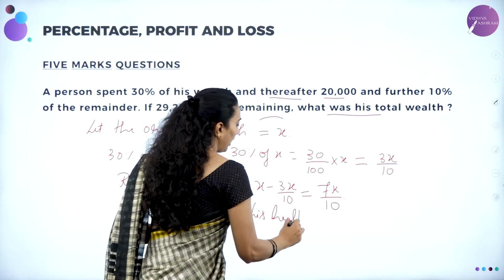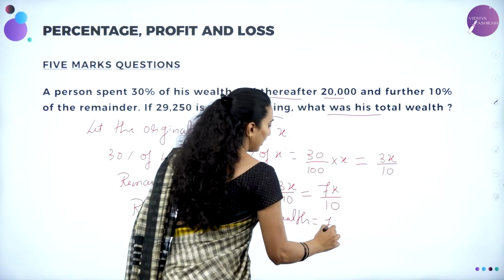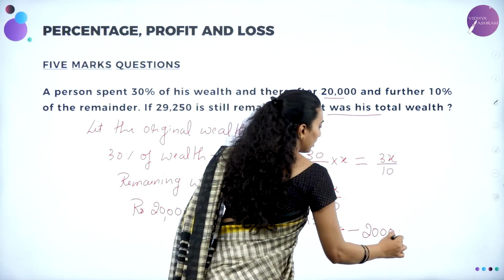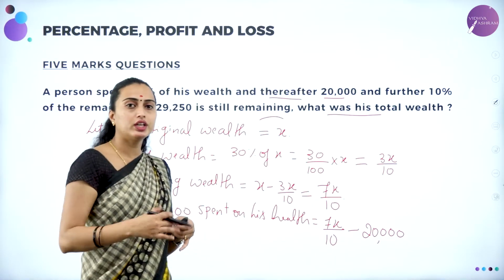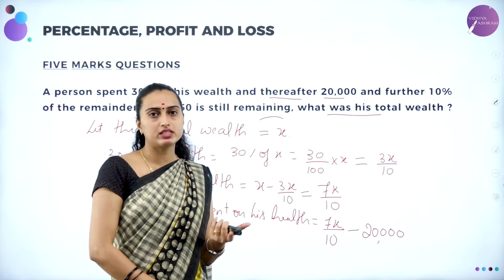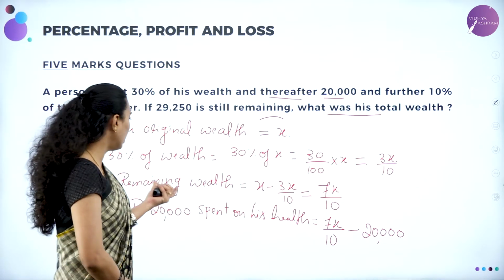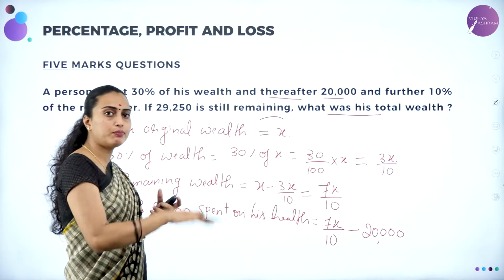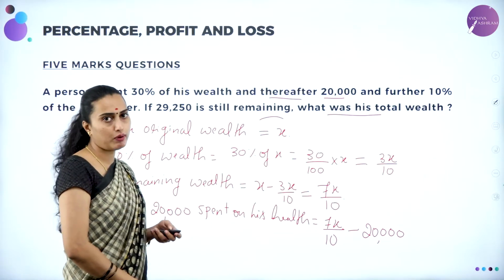Means you are going to have it as 7x divided by 10 minus 20,000, because you are going to minus what he spent for his wealth. That will be minus from 7x divided by 10, because total remaining wealth will be this much. From this he is going to again spend 20,000, so therefore we need to minus that one.